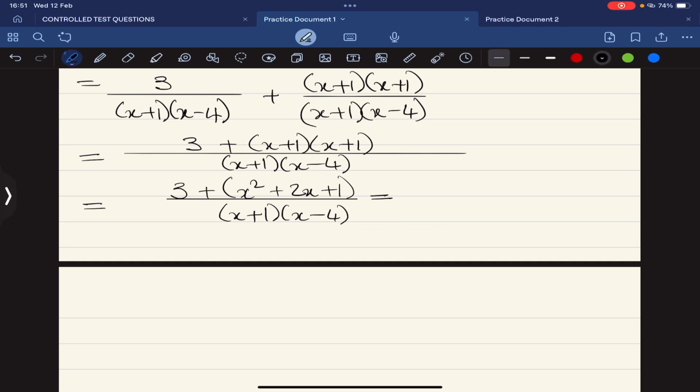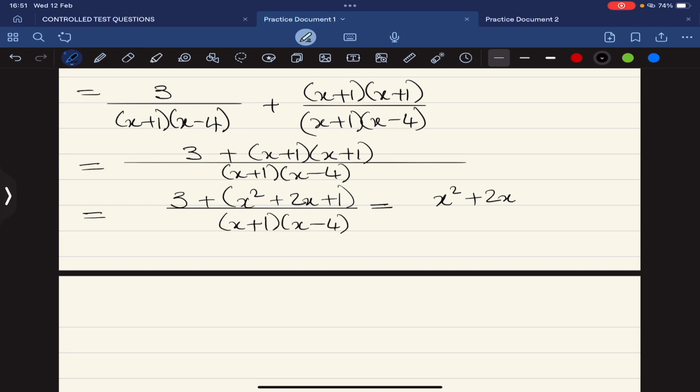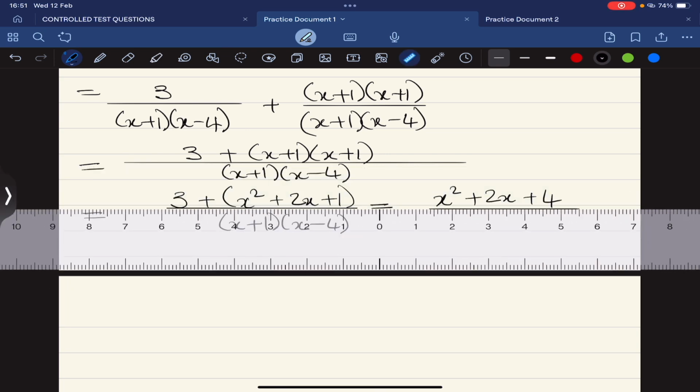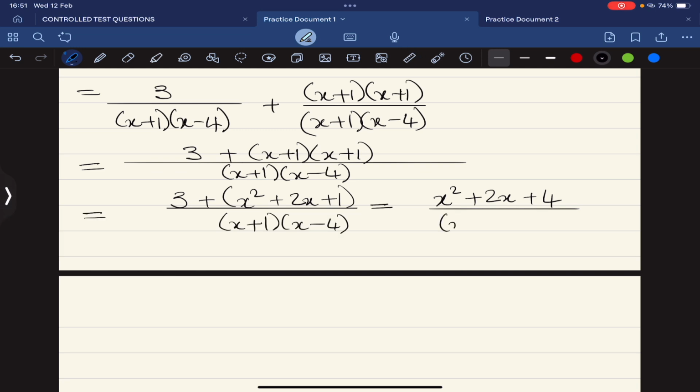So we are simply left with a final answer of x squared plus 2x plus 4, everything over x plus 1, x minus 4.